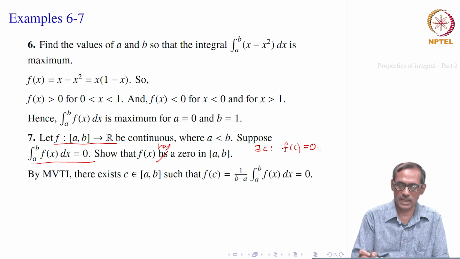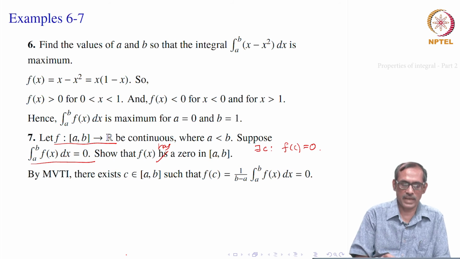Well, we can first see the geometric argument to get a feel for what is going on. a is less than b. Suppose f is positive throughout a, b, then the integral will become positive, it is the area. If f is negative throughout, then its integral also will become negative, but the integral is 0. So, that means at some places f is positive, at some places f is negative. f is continuous, so by the intermediate value theorem f must be 0 somewhere. That is the argument we are going to give.